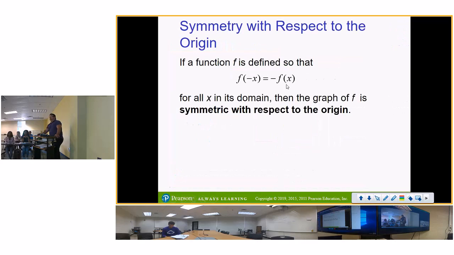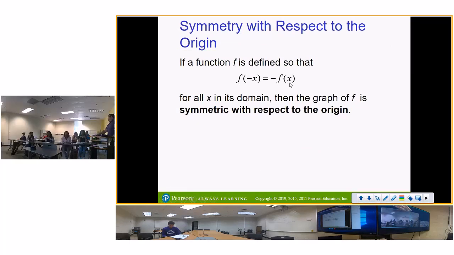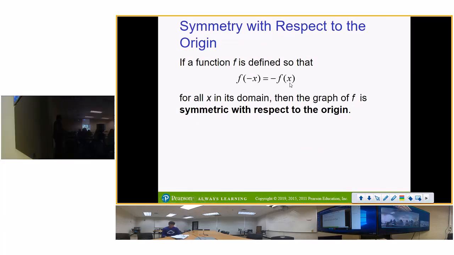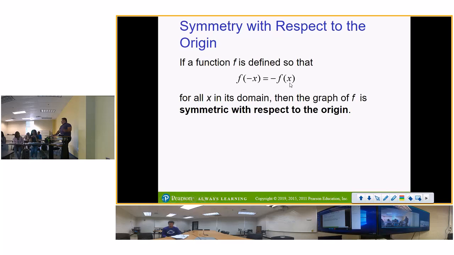Yes, sir. So if the exponents of x are all even, it has to be y-symmetry. Pretty much, yes. You'll start to see that after you do it, and you won't need to do this. Most of the time when you have a square or a fourth, you know it's going to be a parabola.